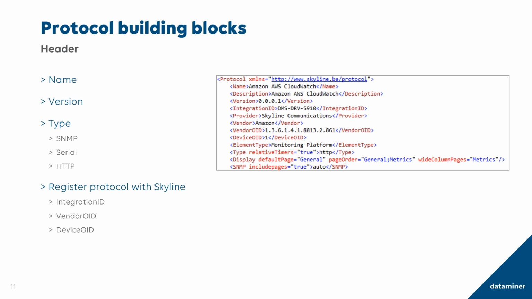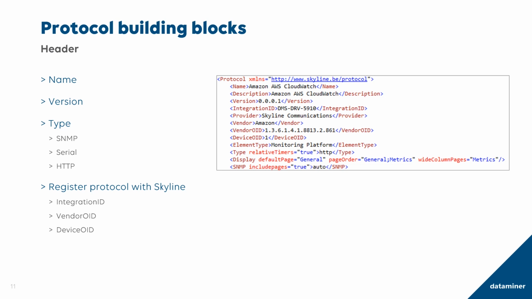The type of a protocol defines what polling you will use. In our case, this needs to be HTTP, because we are going to use HTTP requests. But this could also be SNMP or serial, for example. That just depends on the type of device or service you want to connect to.